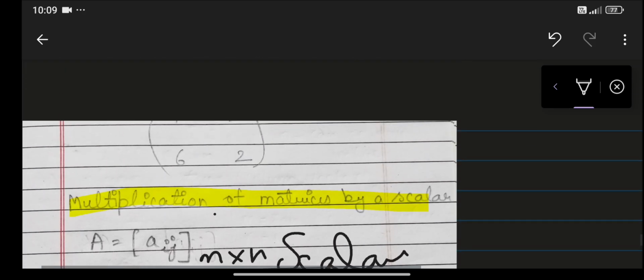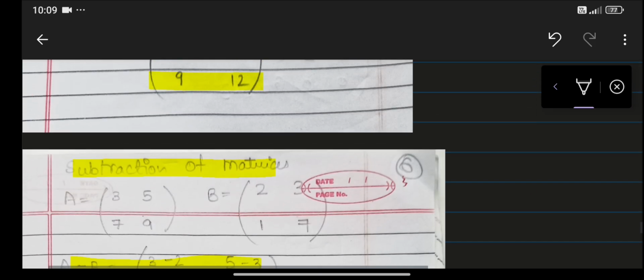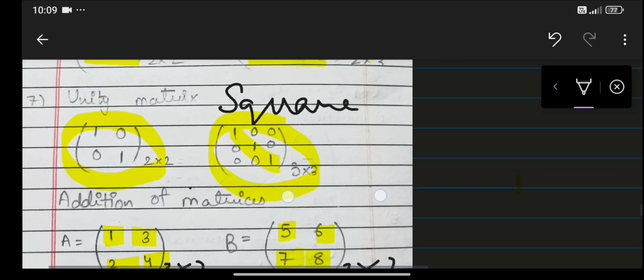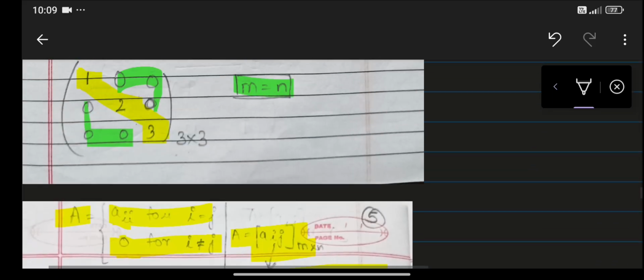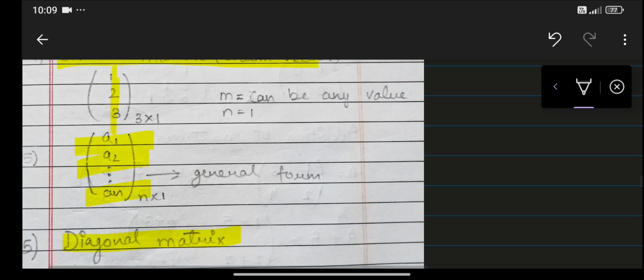So in this video we have discussed multiplication of matrices by a scalar, subtraction of matrices, addition of matrices, and different types of matrices. And I hope you have got the idea about what the different types of matrices are and how we perform addition, subtraction, and multiplication of a matrix by a scalar, right?